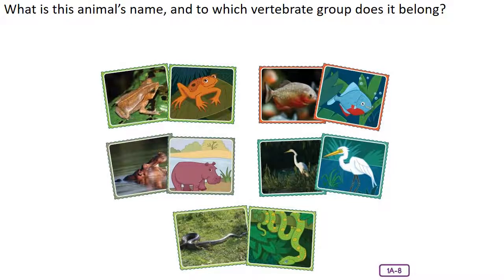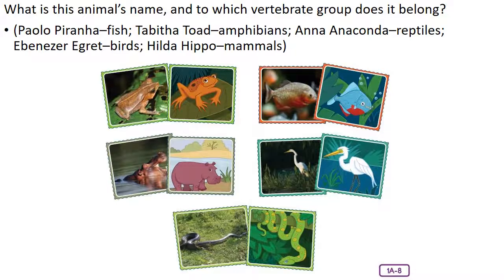What is this animal's name and which vertebrate group it belongs to? So tell me of all 5 of these animals you got. What is it? Tabitha toad? Paulo piranha? Hilda the hippo? Egret the bird? Anna the anaconda? And that makes up the... Right. Fish, amphibians, reptiles, birds, and mammals.